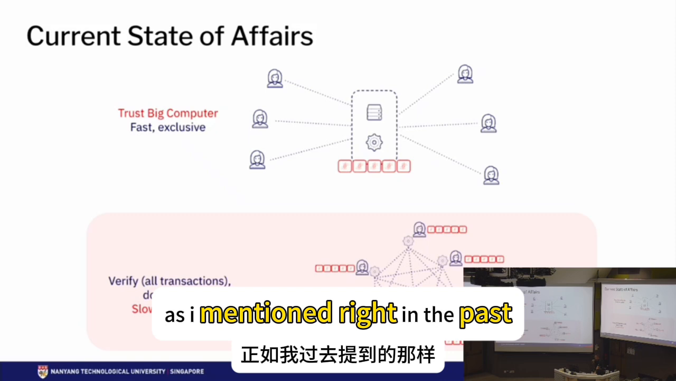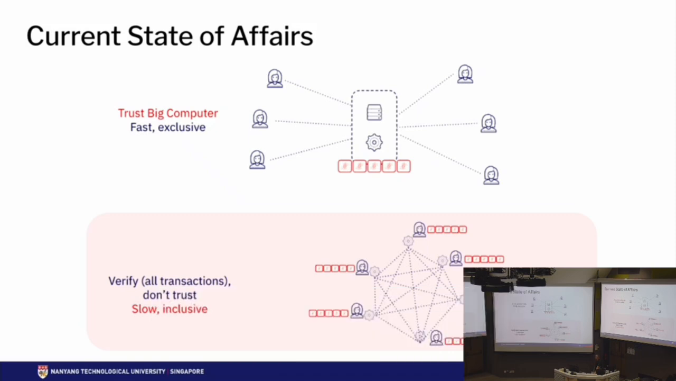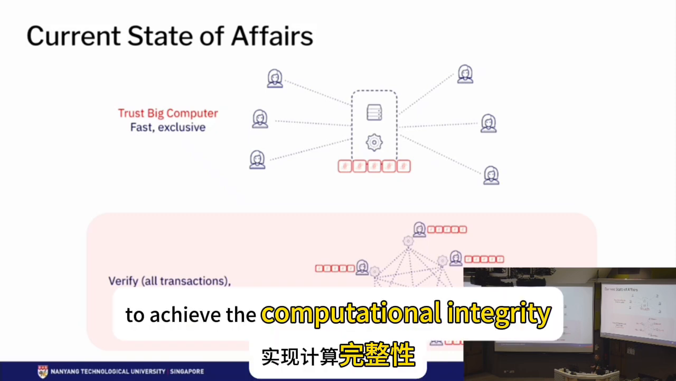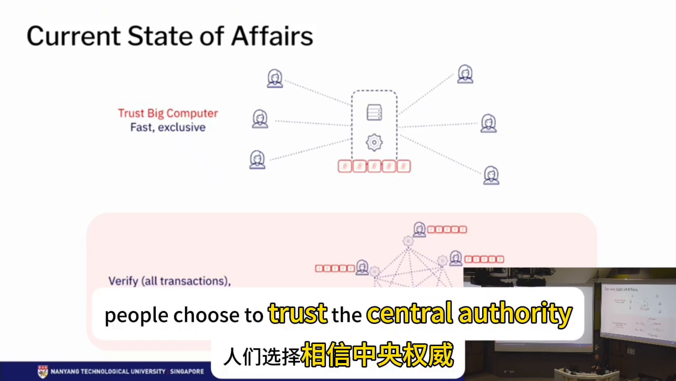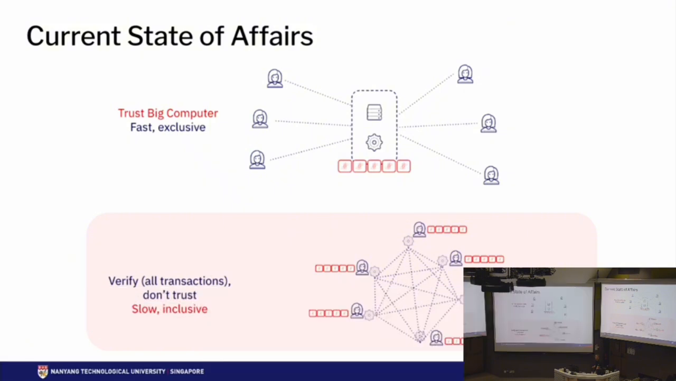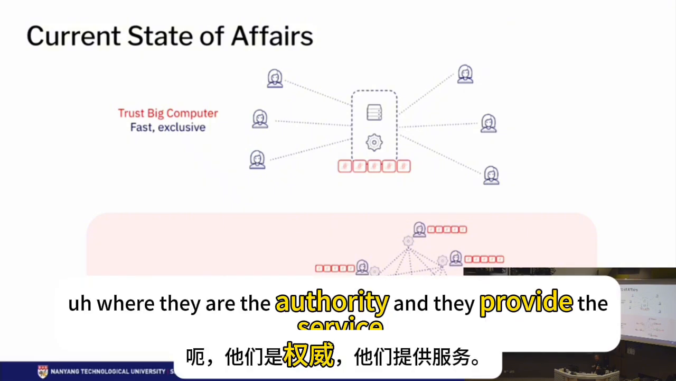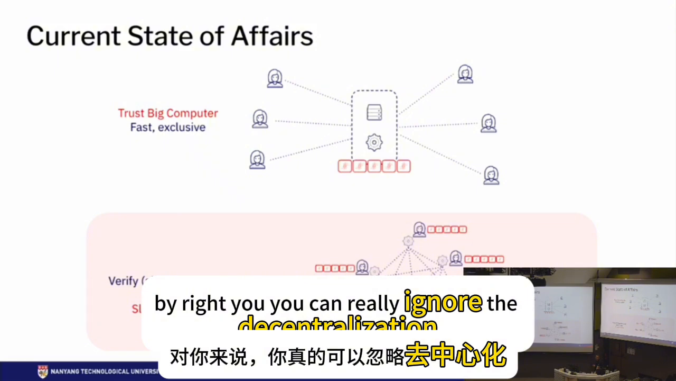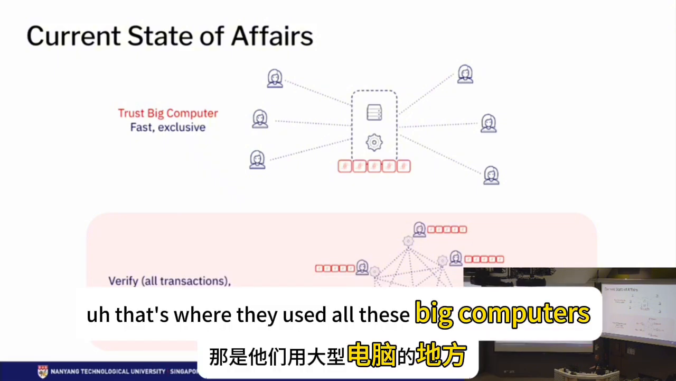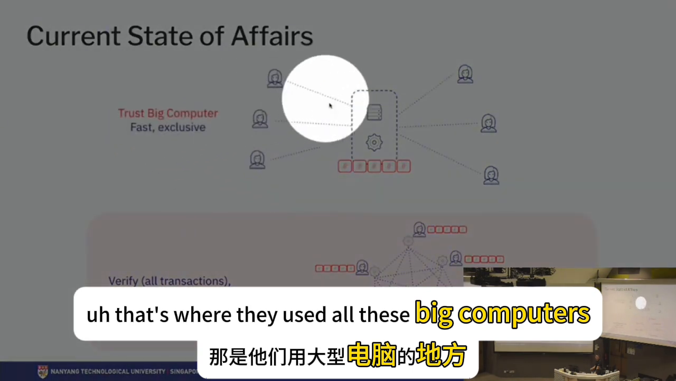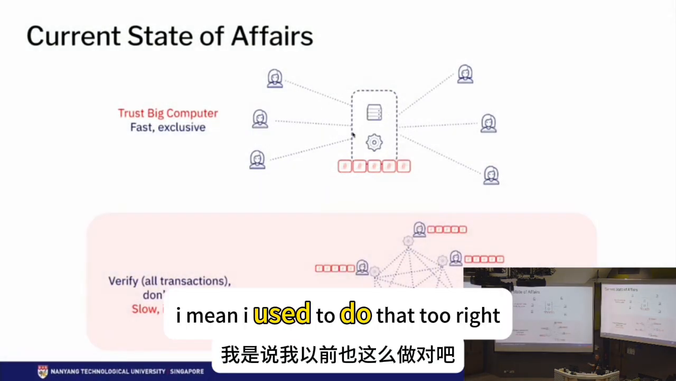As I mentioned, in the past, to achieve computational integrity, people choose to trust the central authority, like the banks, like the government, where they are the authority. And they provide the service. By right, you can really ignore the decentralization. That's where they use all these big computers. I mean, I used to do that too, right?